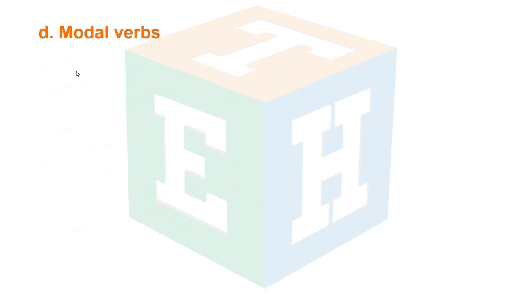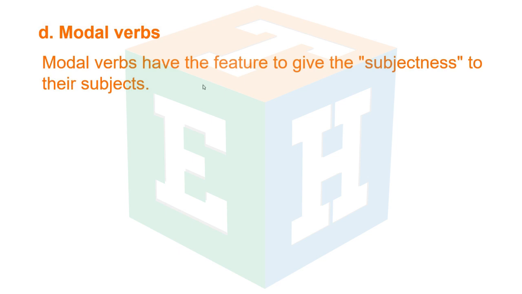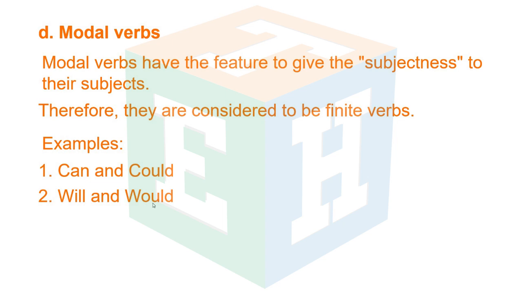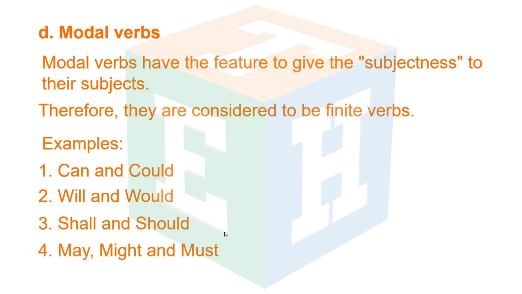D, modal verbs. Modal verbs have the feature to give the subjectness to their subjects. Therefore, they are considered to be finite verbs. Examples: can and could, will and would, shall and should, may, might, and must.